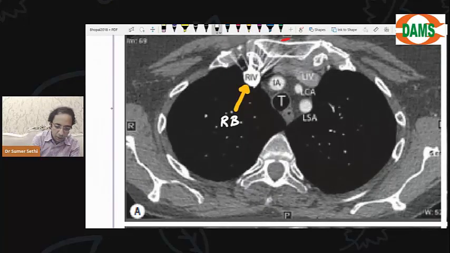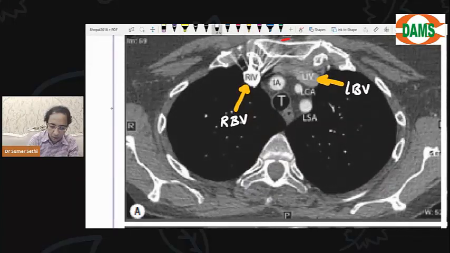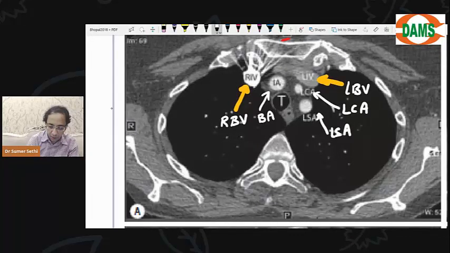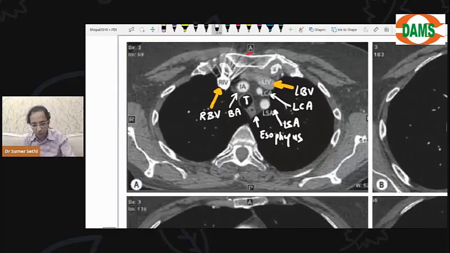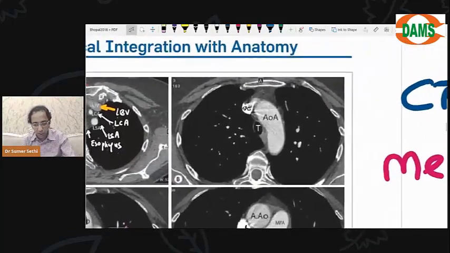This is your right brachiocephalic vein. We saw the superior mediastinum. This is the left brachiocephalic vein. This is the brachiocephalic artery. Left common carotid artery, left subclavian artery, trachea, esophagus. I'm sure most of you are able to recall the anatomy of the superior mediastinum. I think we've spent a lot of time on this in the last class.